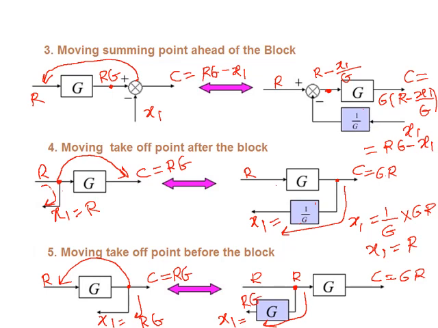I hope you got the concept. Just check whether the signals are the same or changed. This output C is equal to GR, and here also output C is equal to GR. Here the takeoff signal x1 is equal to RG before shifting, and after shifting the takeoff signal is also RG. Why are we getting the takeoff signal RG? Because we have added the extra block in series with the takeoff point. So we have completed rule number 5.